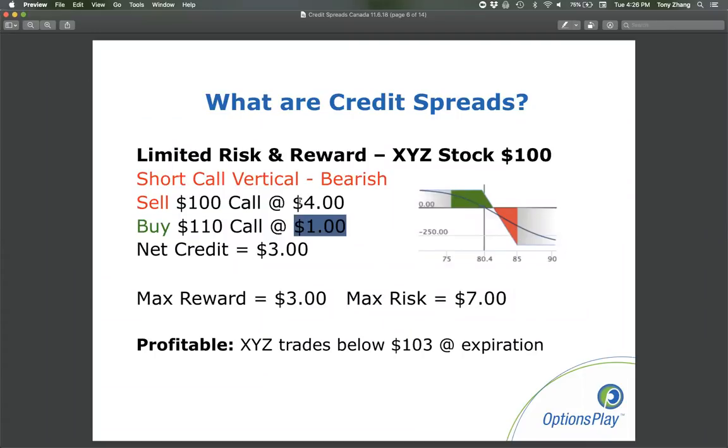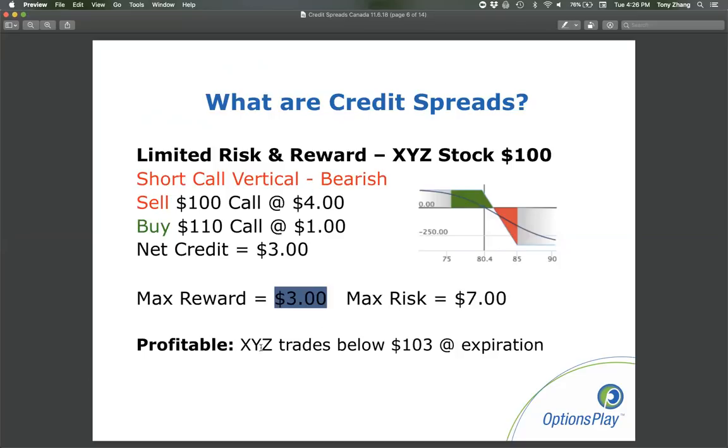And same thing, because I've collected $4 on the short leg and paid $1 on the long leg, my net credit is $3. So again, my max reward here is $3 because that's the credit I received. And my max risk is, again, the distance between the two strikes, between the 100 and 110 call, that's $10, minus the max reward. So my max risk here is $7. So you can always think of the full opportunity as the distance between the two strikes. Your max reward is what you collect, and your max risk is the remaining piece of that opportunity.